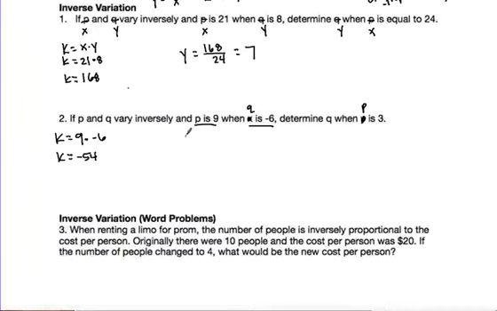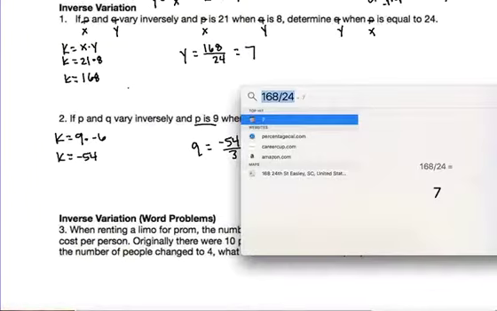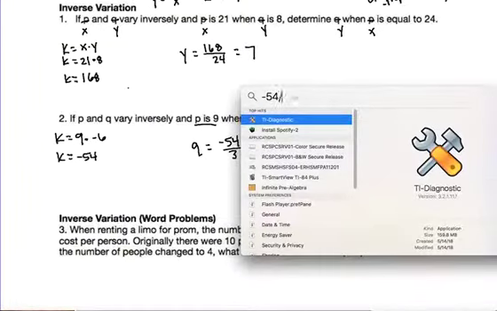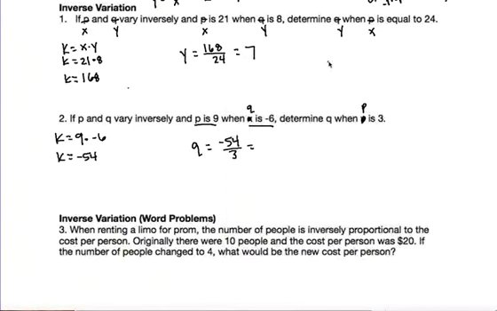So to be able to do that, you're going to say q equals negative 54 over 3. And when you do that, you get negative 18.